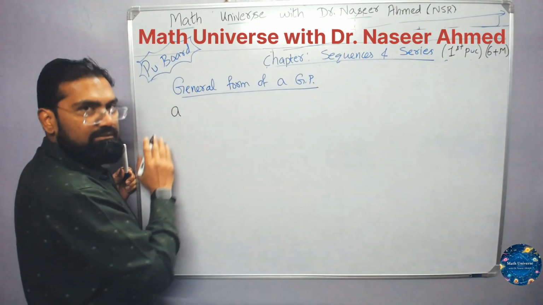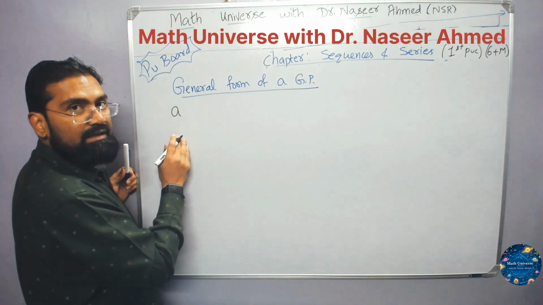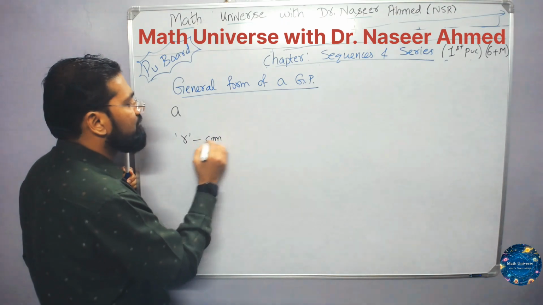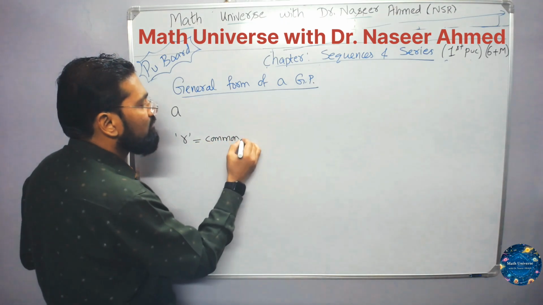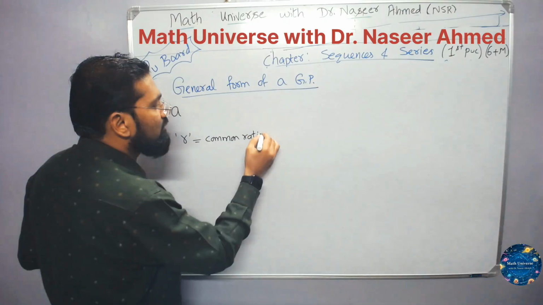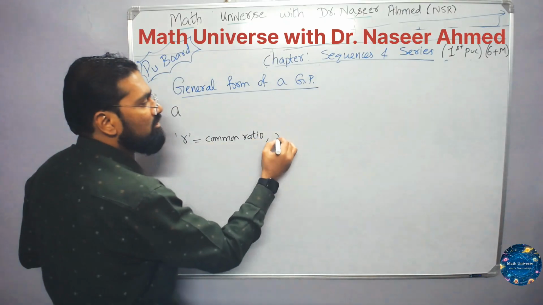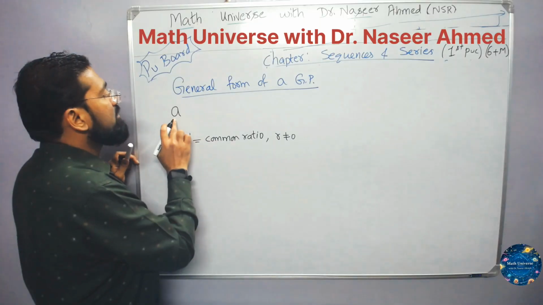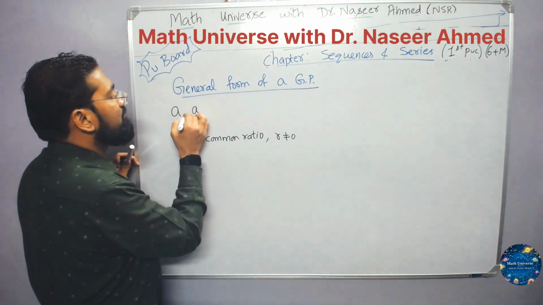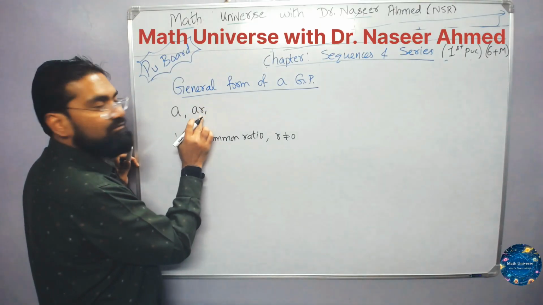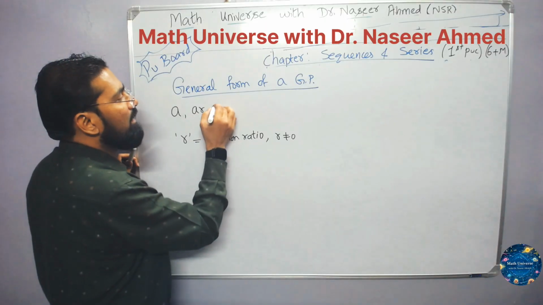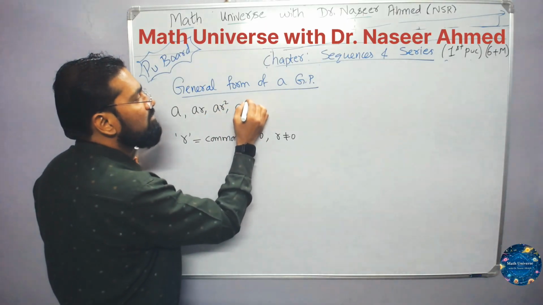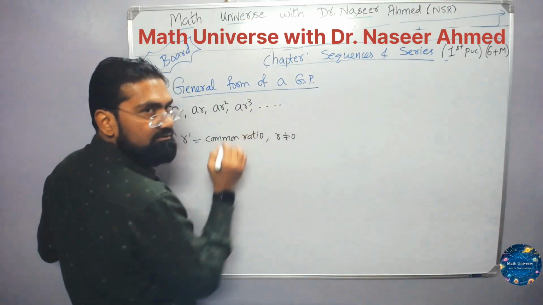The next term to obtain, I have to multiply by a common ratio R. R is what? Common ratio, which is non-zero. It can be positive, negative, but not zero. So A into R, AR. Again multiply R for this, R into R will be R square. So AR square. AR square into R will be AR cube. Like this it moves on.